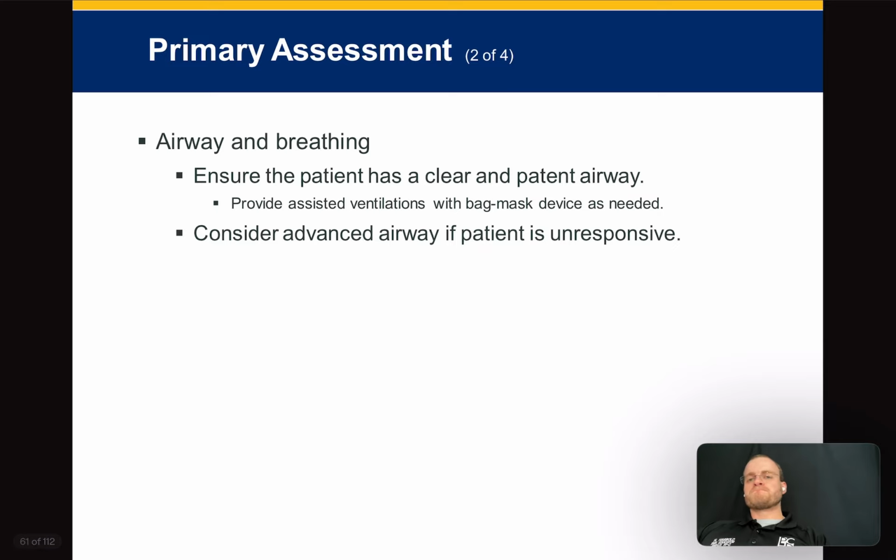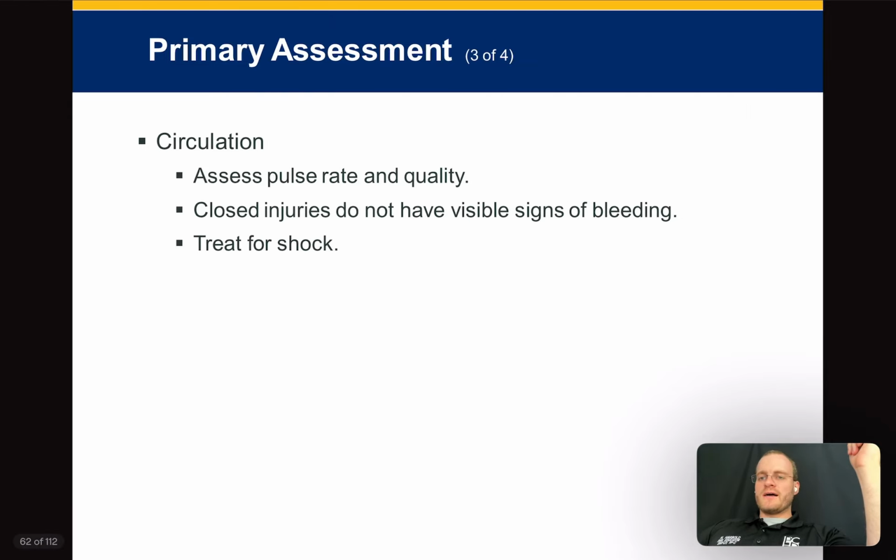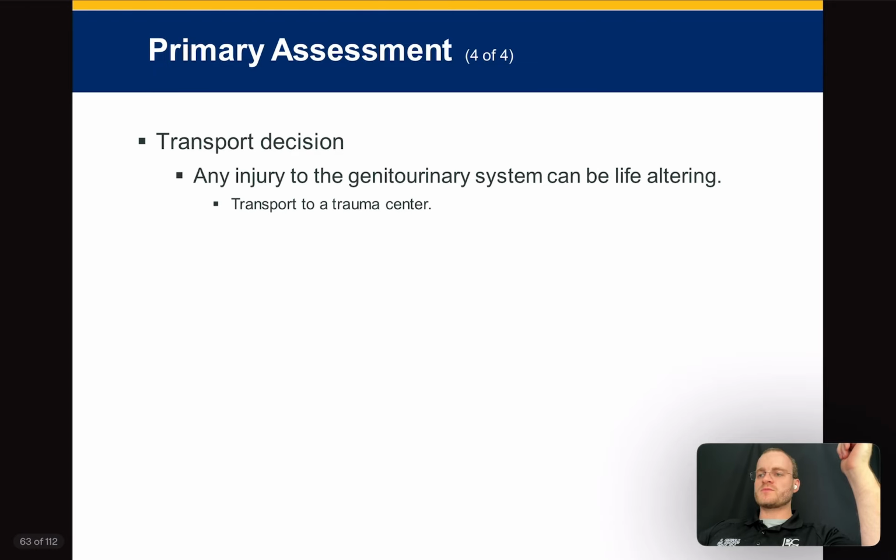And so, ensure that the patient has a clear and patent airway. Consider advanced airway if the patient's unresponsive. Assess pulse rate. You could have shock from this. I think that would be rare, but it is possible.